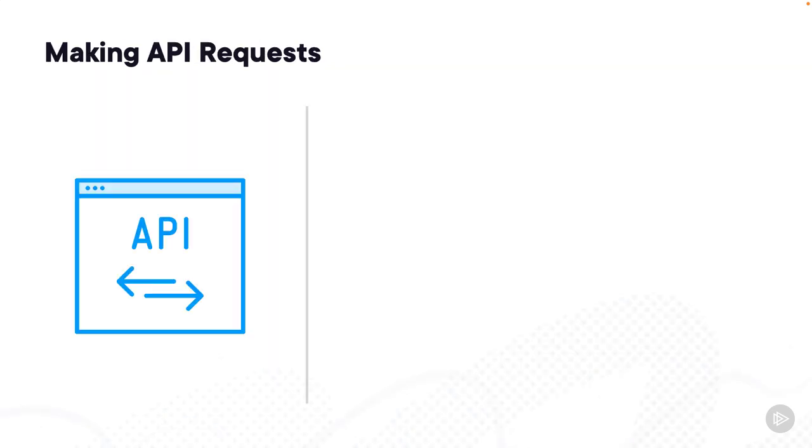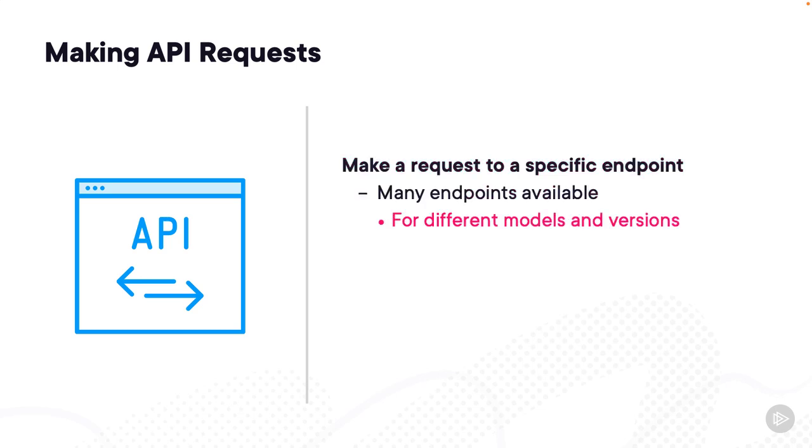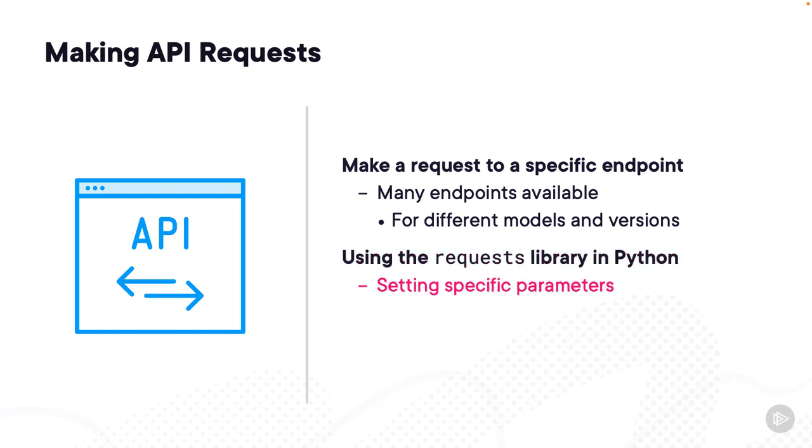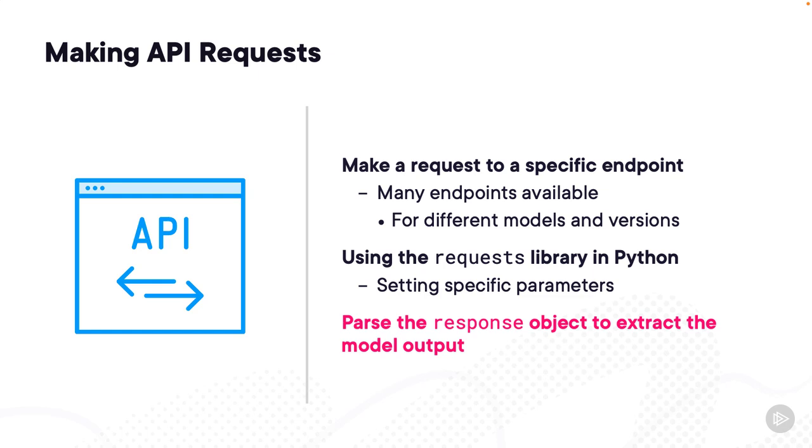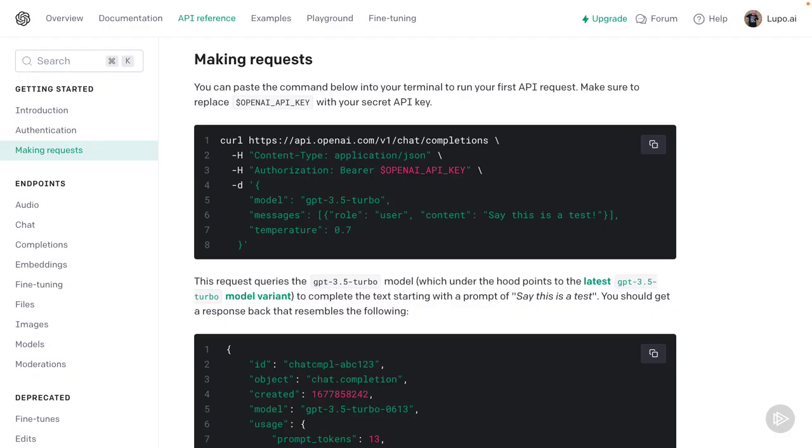When you use the API directly, you make a request to a specific endpoint. There are many endpoints available which provide access to different models, and within these models, there are even different versions. Those are the releases. When using the API directly in Python, you use the requests library and you set the specific parameters. Then you parse the response object to extract the model output. For further information, you can check the API reference in the Making Requests section.